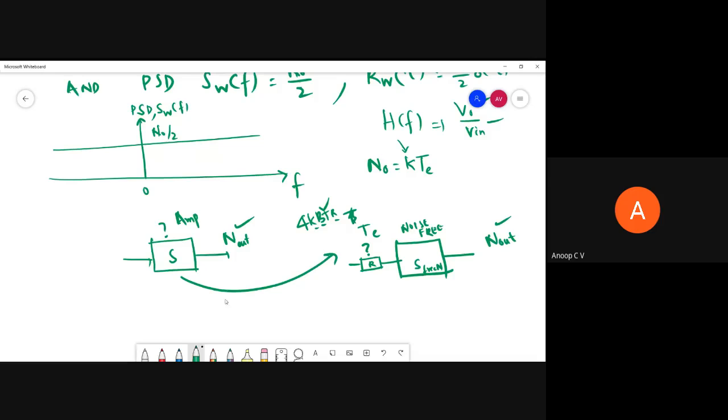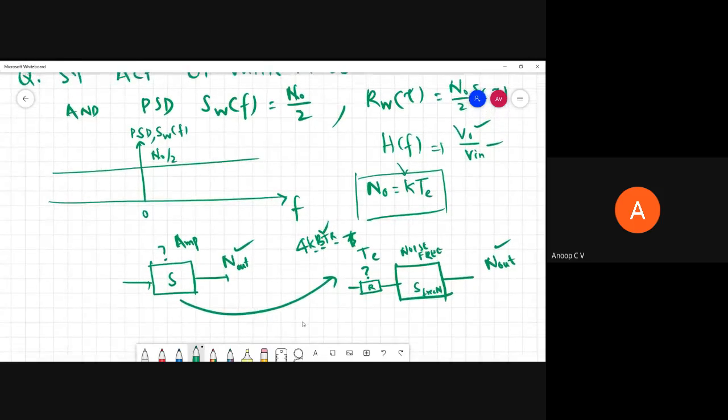So just remember N naught is equal to k T_e. And when you say power spectral density is N naught by 2, it means it has all frequency components in equal amount. So these are some of the aspects which I wanted to discuss.